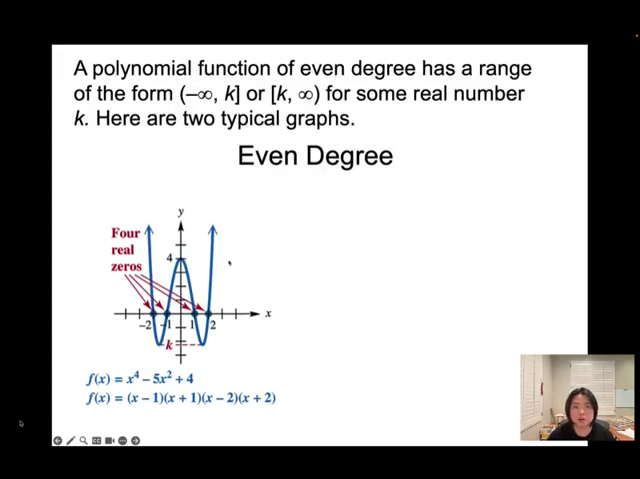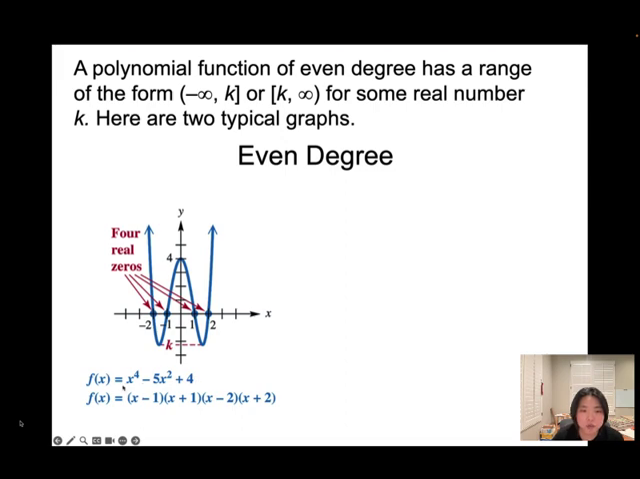A polynomial function of even degree has a range of the form from negative infinity to k, or k to positive infinity, for some real number k. Here are two typical graphs of even degree. So you know when you have an even degree, the graph is going to be decreasing and then increasing. Okay, it's just like the U shape.